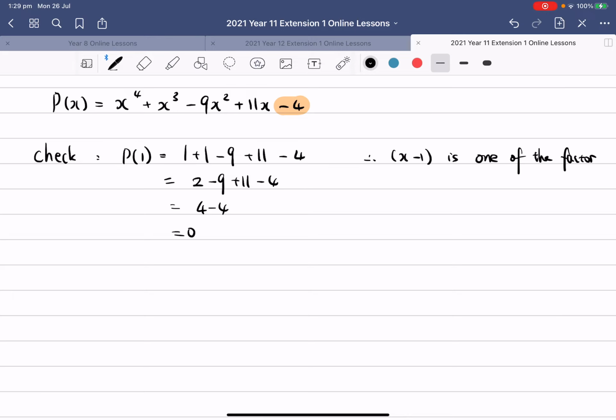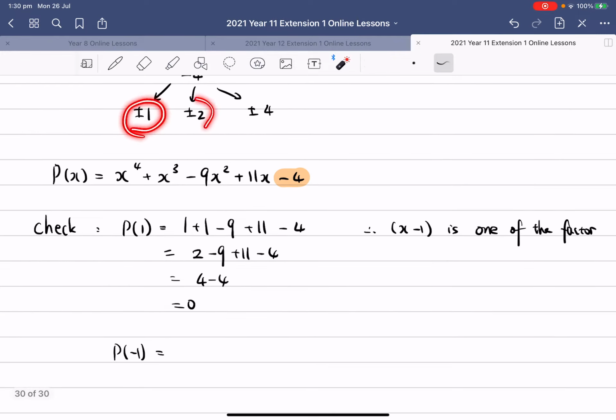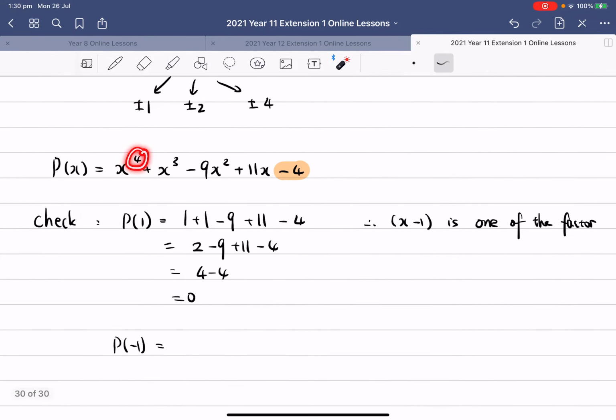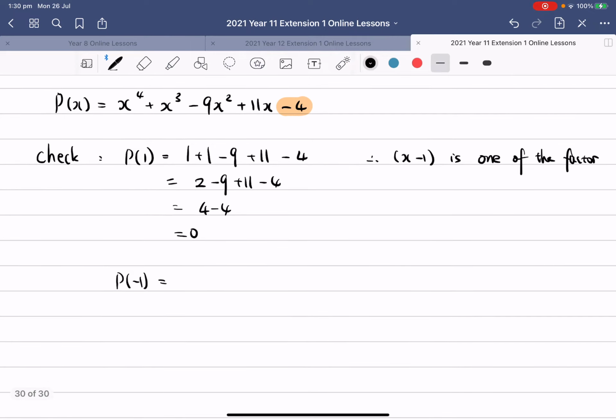All right, after we finish checking 1, now you check negative 1. So you keep going, you keep checking all of those until you have all your factors. Now, this is degree 4. In later topics, I'll talk about how when the highest power is 4, then you have a maximum of 4 solutions. So once you have all 4 solutions, you can stop. All right, P(negative 1).